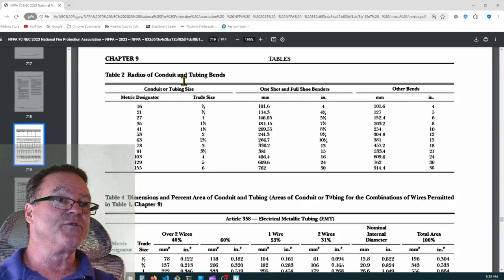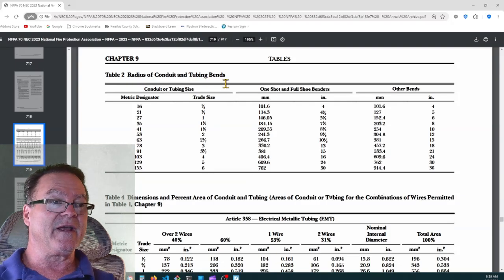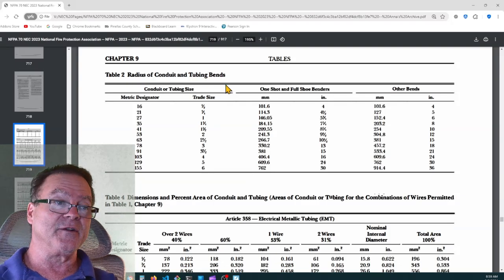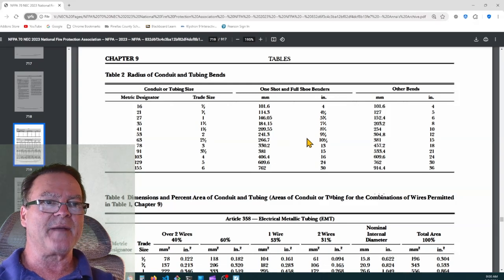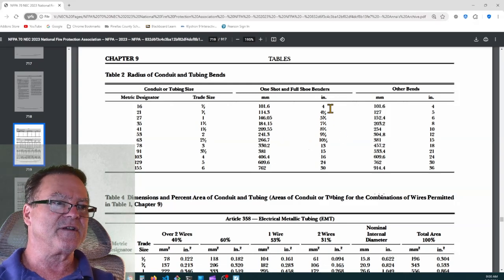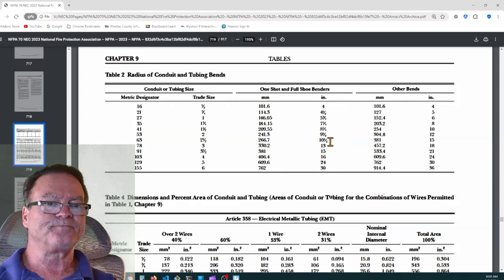But here's Table 2, the radius of conduit and tubing, and again, it's measured to the center line of the conduit. So it tells us that a 1/2-inch trade size EMT or rigid has a minimum radius bend of 4 inches, 3/4 is 4.5, a 1 inch is 5 3/4. So they give you that information in Chapter 9, Table 2. They tell you what the minimum bend radius can be for that conduit. All right.